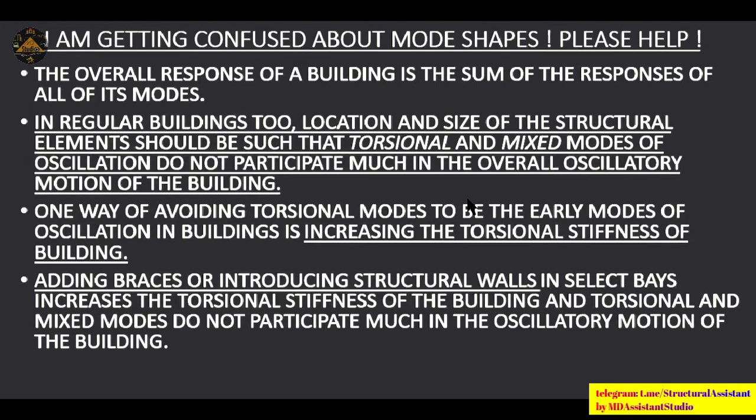In regular buildings too, the location and size of the structural elements should be such that the torsional and mixed modes of oscillation do not participate much in the overall oscillatory motion of the building. Adding braces or introducing structural walls can increase the torsional stiffness of the building. Obviously, if we add braces, we decrease the torsion very much. We can add braces in steel structures, and we can add structural walls in RC structures, just to increase the torsional stiffness of the building. So it is not only the translational stiffness that we have to take care of, it is also the torsional stiffness.